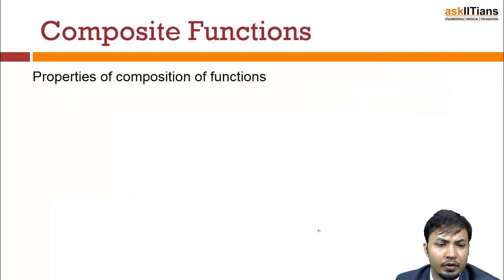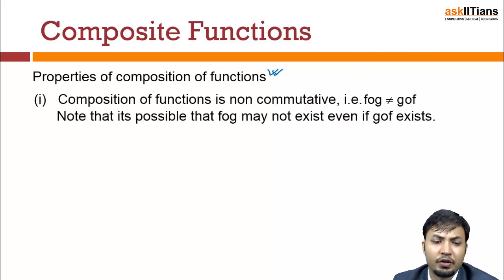Now, what are the properties of a composite function? The most important part is that the composite function is non-commutative. That is, f of g will not be equal to g of f. It is also possible that f of g may not exist even if g of f exists. There is no particular relation between g of f and f of g.